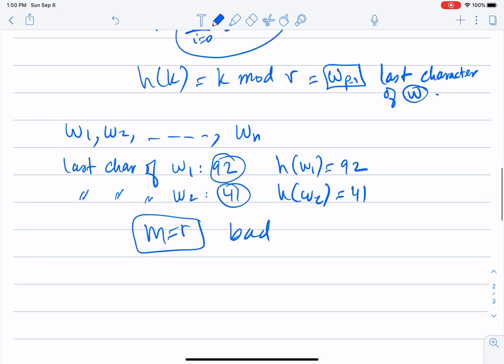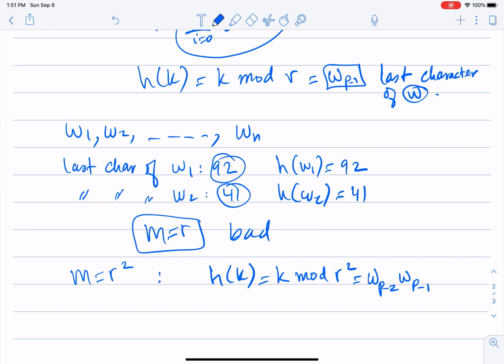Can I take m equal r squared? Well, if I take m equal r squared, the division function now gives me, instead of the last character, just the last two characters. k mod r squared is basically the last two characters, w_{p-2}, w_{p-1}. I'm abusing notation a little bit here, using w and k, but keep in mind that k is made of these letters or digits in w. So again, if the last two digits are not distributed uniformly across all the keys we are trying to hash, then this is a bad choice of hash function.